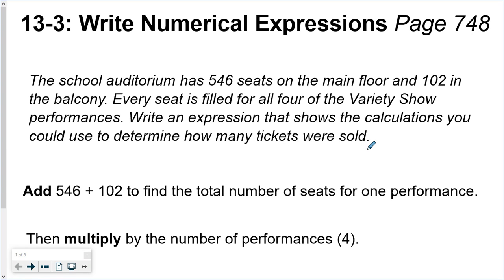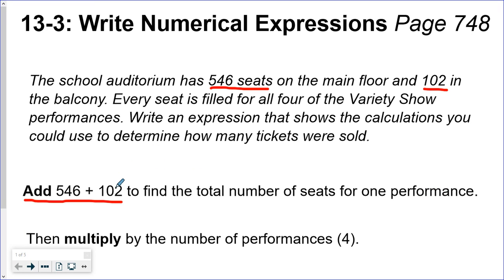Now, when you take a look at a problem like this, the first thing that probably comes to my mind is, well, how many seats are there just for one particular show? And if you look at the problem, it tells us that there are 546 seats on the main floor, and there are also 102 seats in the balcony. So I think it makes sense that the first thing we should do is to add those two numbers together. If we add those two numbers first, that's going to help us find out how many total seats there are for one particular performance.